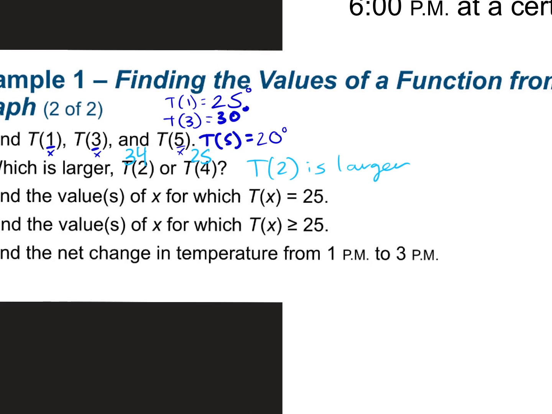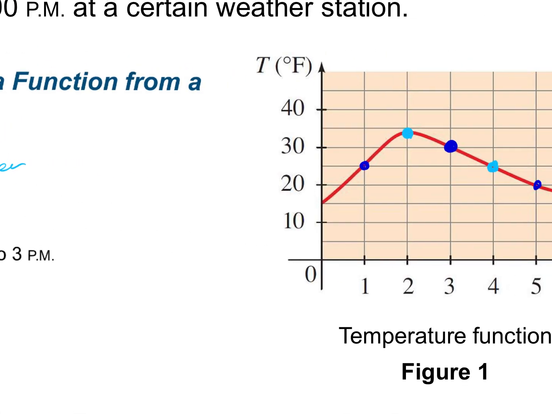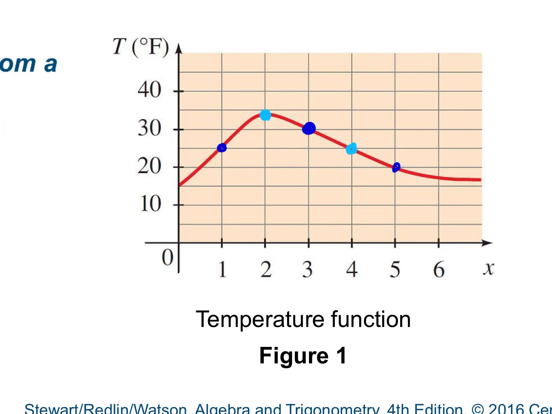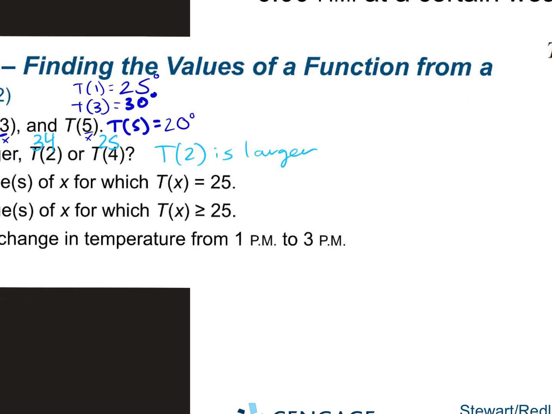For C, it's asking us for the same thing, but opposite. It says find the values of x for which t of x is equal to 25. So here we're looking at the y value 25. What value of x do we have when y is 25? 1 and what else? 4. Perfect. So we'd say x is equal to 1 and x is equal to 4.